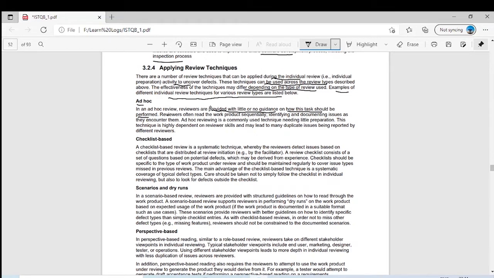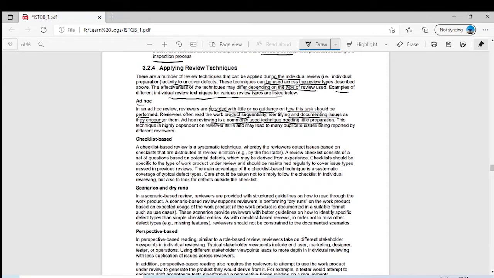Normally this technique is applied when you have to review your work product under time pressure. You don't have that much time to review a work product, and you call some reviewers who are technical experts. Reviewers often read the work product sequentially, identifying and documenting issues as they encounter them. Ad hoc reviewing is a commonly used technique needing little preparation. That means you don't need that much preparation.